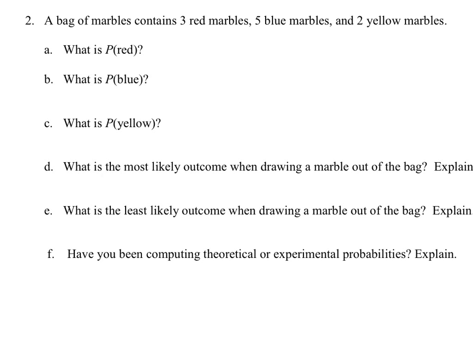The bag of marbles contains 3 red marbles, 5 of another color, and 2 yellow. We want the probability of red to start out, and that would be 3 marbles that are red out of 10 total marbles. For the other color, there are 5 of those marbles out of the 10 total. If you simplified this to 1/2, that's okay as well.